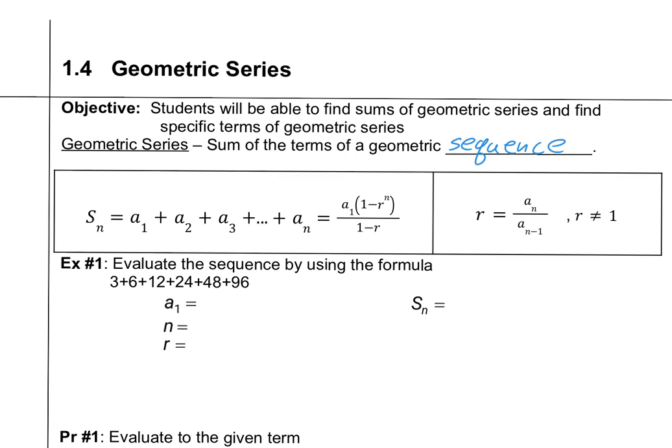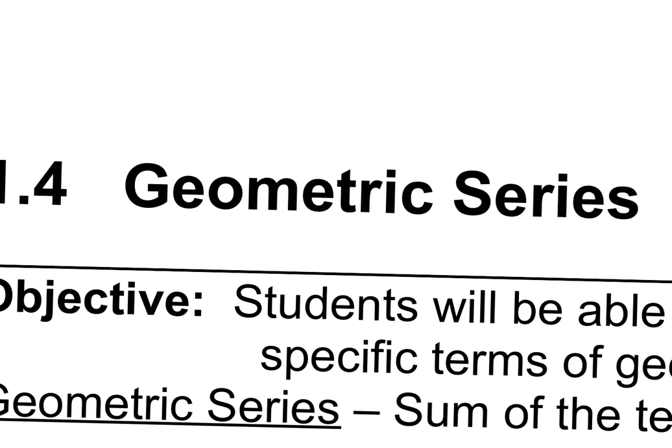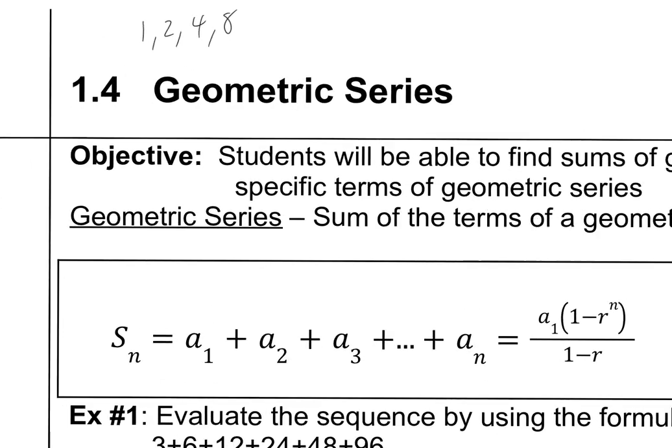What geometric means is that you're multiplying by a common number each time. Let me just give you a little side example up here. Let's just say I started with the number 1, and then I got 2, and then I got 4, and then I got 8. You could see what's happening, right? Every time I'm multiplying by 2. When you multiply by a common ratio, that is a geometric sequence. The series is just the sum of all those numbers added up.